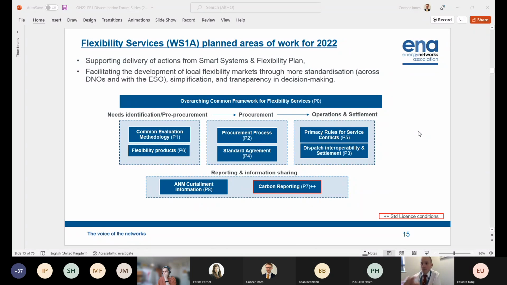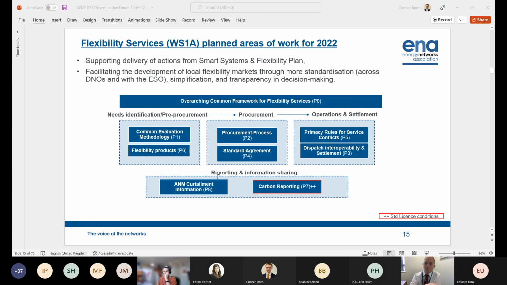The fourth area is about reporting of information and sharing, and that's a real crucial point to provide transparency and visibility about our actions. So we've got P7, which is the carbon reporting, and this is joined up in a standard license condition now, requiring DSOs to report on the carbon content of their flexibility services. So we'll be comparing how that is undertaken at the moment, and developing a standardized approach that draws on other industry sectors and ensures that we've got consistency of reporting figures on carbon content for flexibility services.